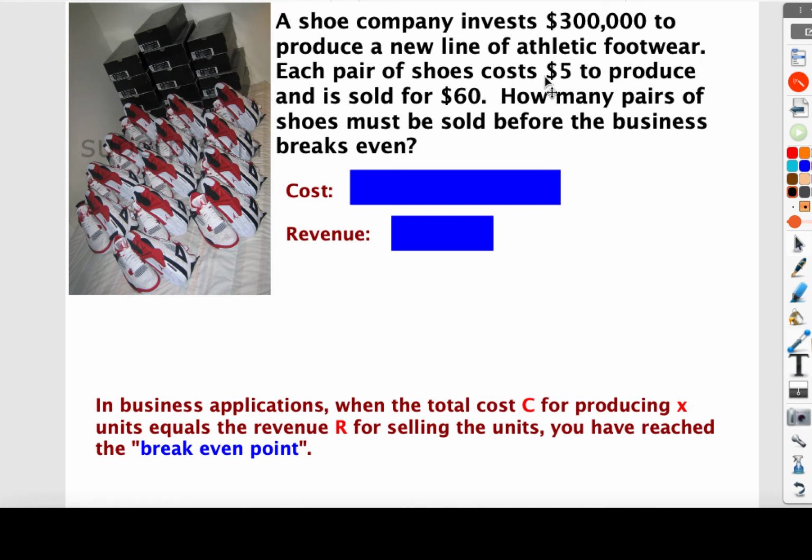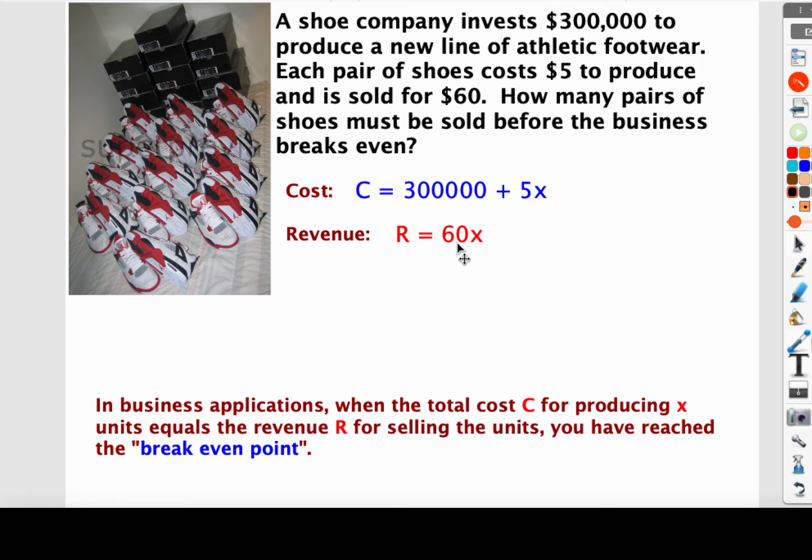You might be wondering, well, why do they pump that cost up so much? Well, let's take a look. The cost is going to be the $300,000 plus an extra $5 per shoe. Revenue, again, $60, right, for a pair of shoes. And so if we set those two things even, now you could easily solve that by graphing, but this is a good linear equation. I'm thinking we can just do the work ourselves here.